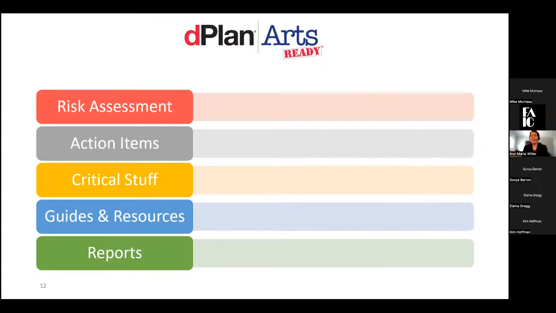After you've logged into dplan arts ready, you will have access to 5 modules that support your institution's emergency preparedness, planning, and response. And these are risk assessment, action items, critical stuff, guides and resources, and reports. So let me give you a look at each of them.